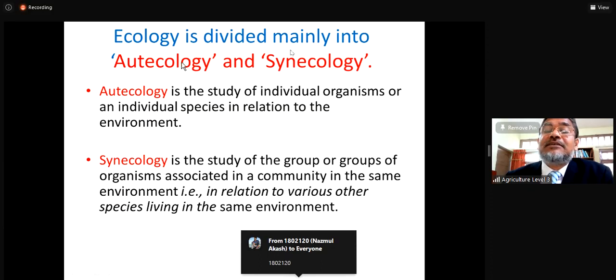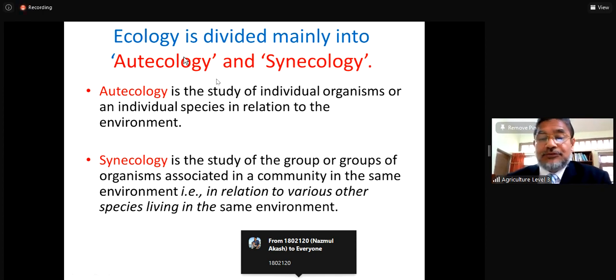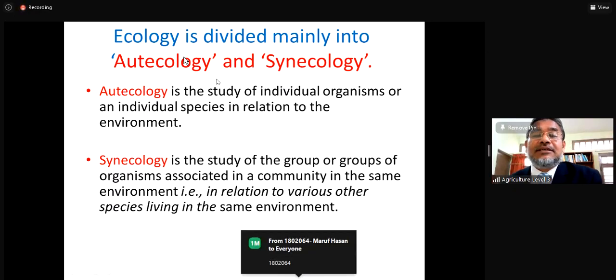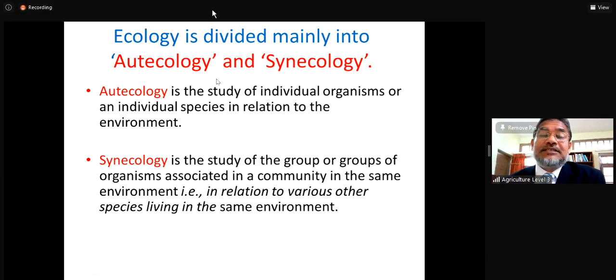So ecology is divided mainly into autecology and synecology, depending on what we are doing. If one individual is studied in relation to the environment, it is autecology. If many individuals in the community are studied, or many species are studied, that is called synecology.